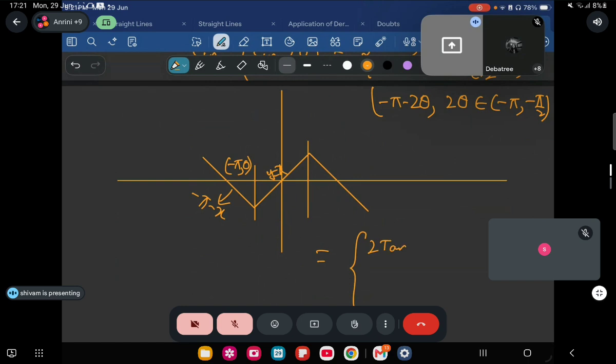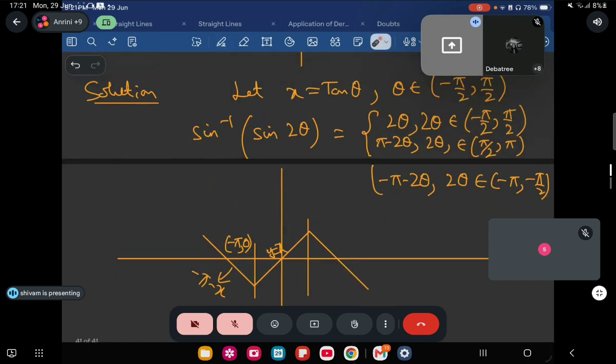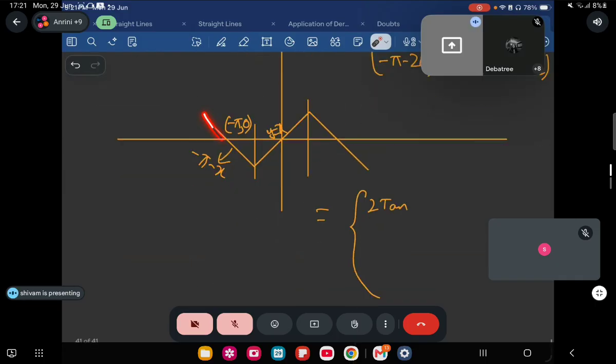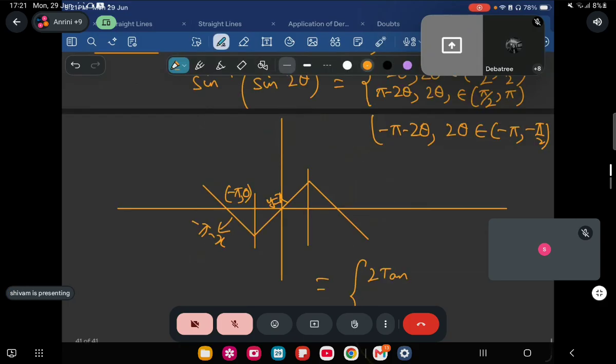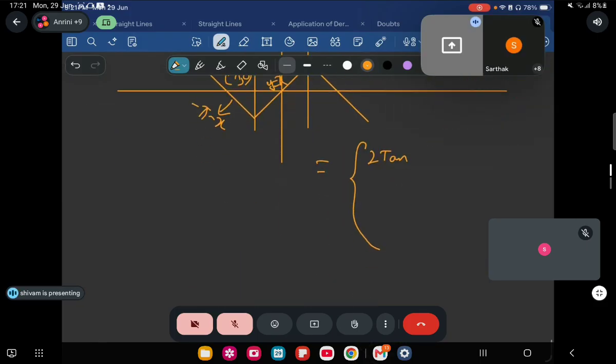See, if you remember the graph, I also don't know these branches. I'm telling you, I also don't remember these branches. Seriously, I don't remember. But I remember the graph. Because visually you can remember many things. Right, tell me, Sarthak. Yes. Visually you can remember many things.